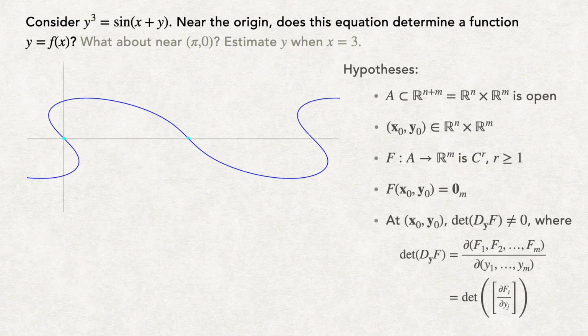So first, let's start on the left. Near the origin, does this equation determine a function y equals little f of x? In other words, if I zoom in around the origin, do we pass the vertical line test? Can I reinterpret the set of points making the original equation true as also the set of points produced by graphing a function? Let's start by defining the function capital F.